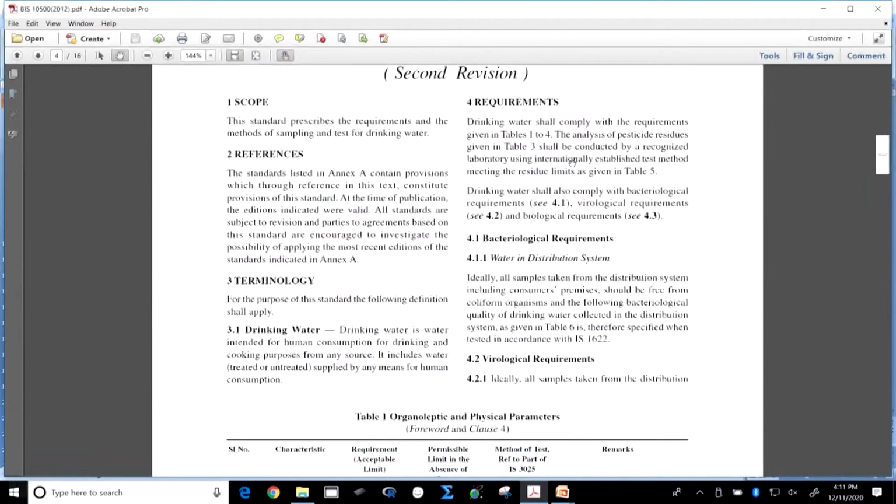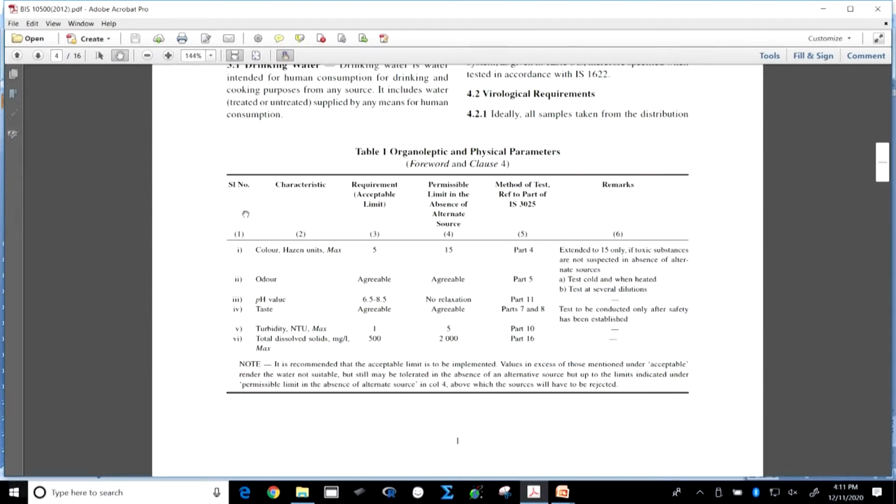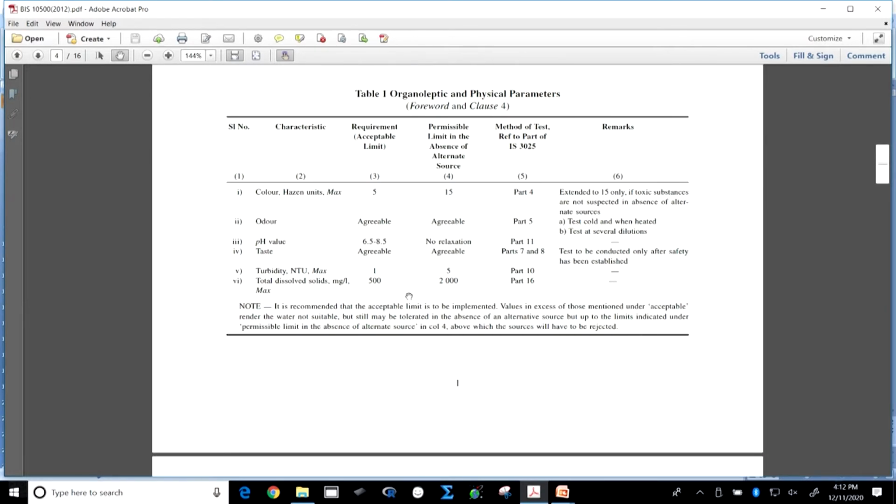So drinking water, as we mentioned, has different kinds of parameters. The first one, the generic parameters. So pH 6.5 to 8.5, taste agreeable but no specific test. Turbidity, pretty much important, we have to measure this, 1, and certainly less than 5. Total dissolved solids 500 and 2000.